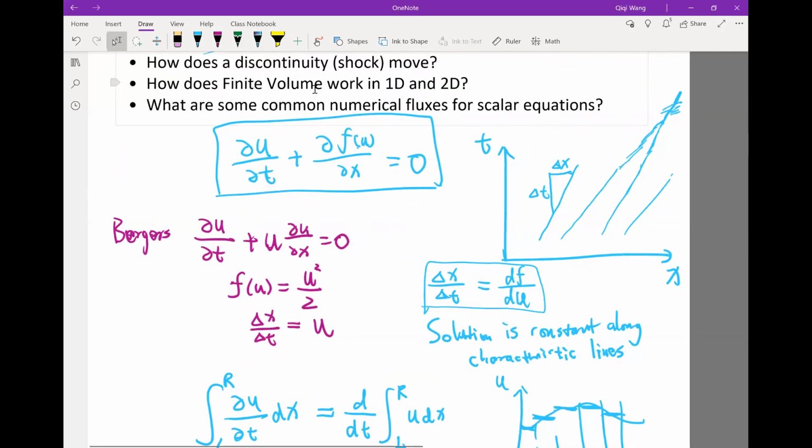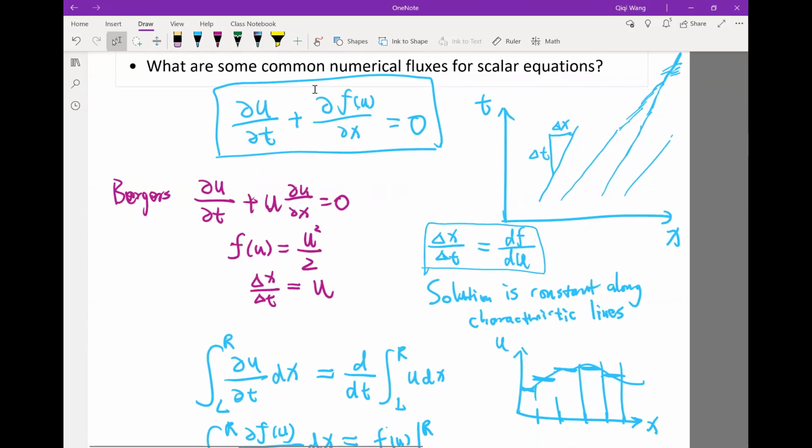All right, that's some basic finite volume questions to ask. Any questions?